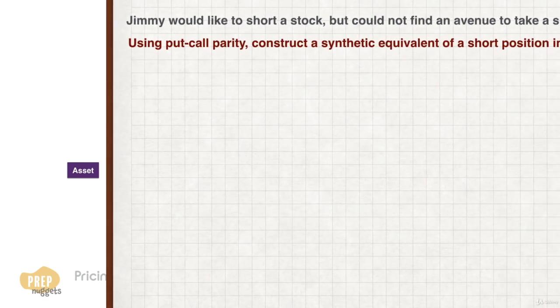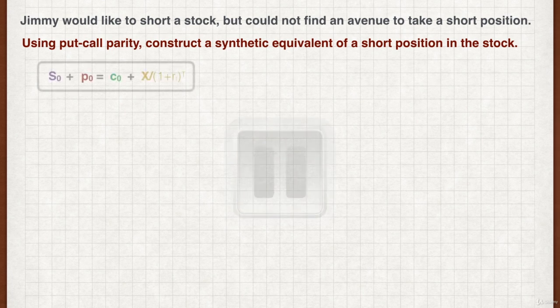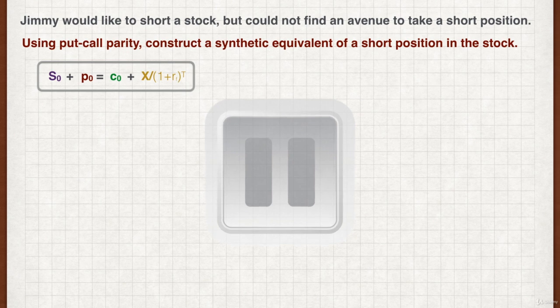Let's pause for an exercise. Jimmy would like to short a stock, but could not find an avenue to take a short position. Using put-call parity, construct a synthetic equivalent of a short position in the stock. Pause the video now and work out your answer.